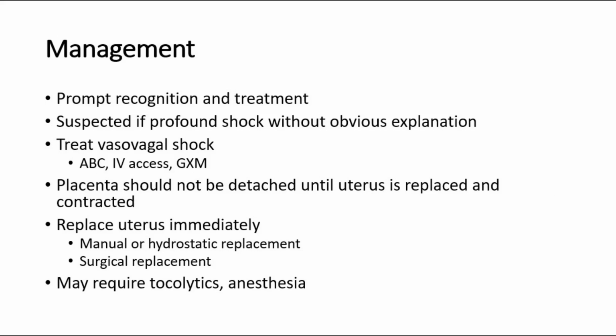For management of uterine inversion, it requires prompt recognition and treatment. Suspect uterine inversion if there is profound shock without obvious explanation. Treat the vasovagal shock by assessing the airway, breathing and circulation, IV access, and also group and cross match. The placenta should not be detached until the uterus is replaced and contracted. So the management is to replace the uterus immediately, either through manual or hydrostatic replacement, or even surgical replacement, and it may require tocolytics, anesthesia, or both.